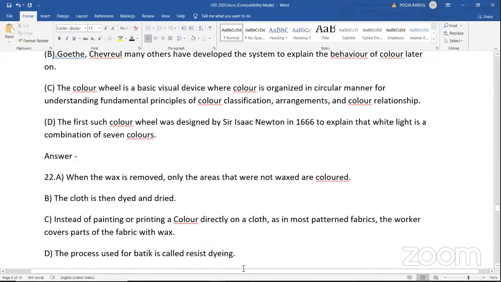if they don't want to dye a part, they apply wax to that part. So when you put it in the dye color, that part is not colored, because wax acts as an insulator for the cloth. The part which is not covered with wax is colored. See the fourth one: the wax is removed, only the areas that were not waxed are colored. It's a Japanese style. It's usually used on cotton and silk.